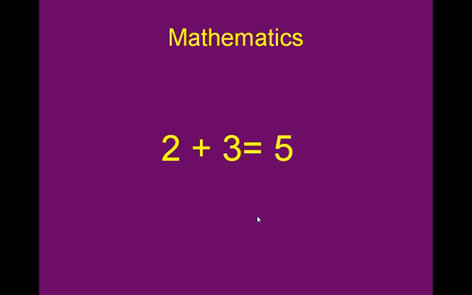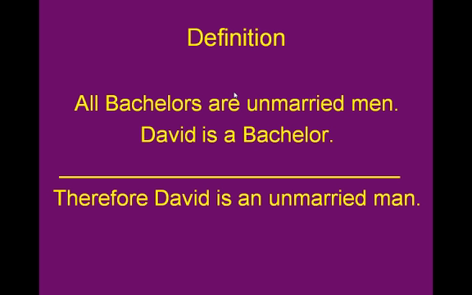The other deductive argument is based on mathematics. If the mathematics is done correctly, it is a valid deductive argument, otherwise invalid. Here's an example of a deductive argument based on definition. All bachelors are unmarried men. David is a bachelor. Therefore, David is an unmarried man.